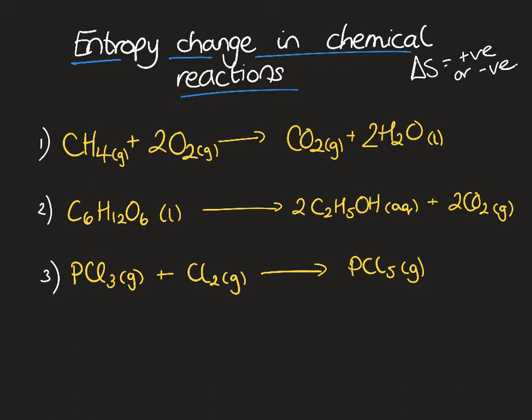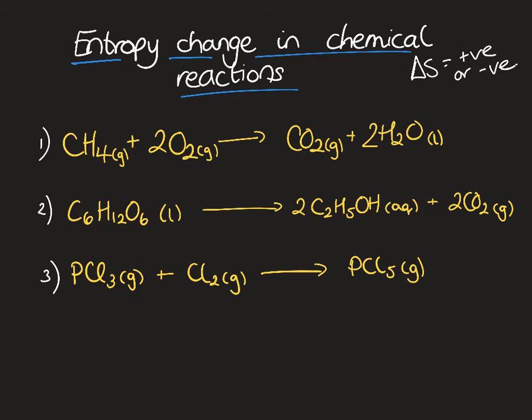So we're going to examine these three chemical reactions that I've given you examples of to see if we can estimate whether they're positive or negative. The things we need to look for is how many moles of reactants and products there are. Smaller numbers of moles are less disordered than larger numbers of moles. And we also need to look at the state or phase of the reactants and products.